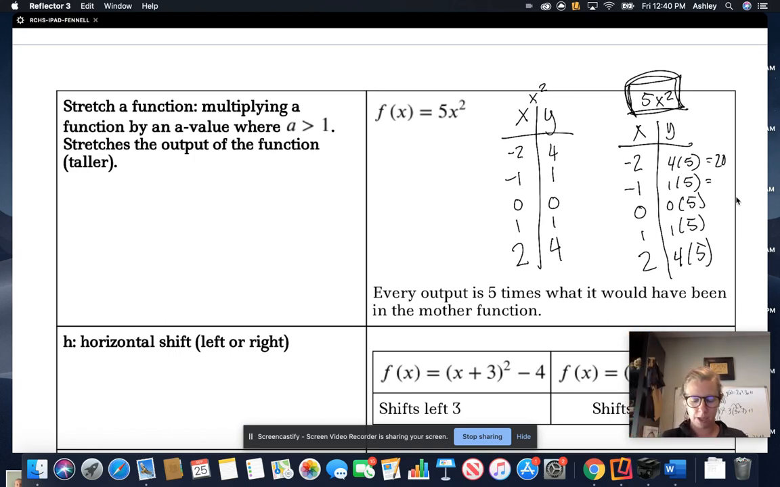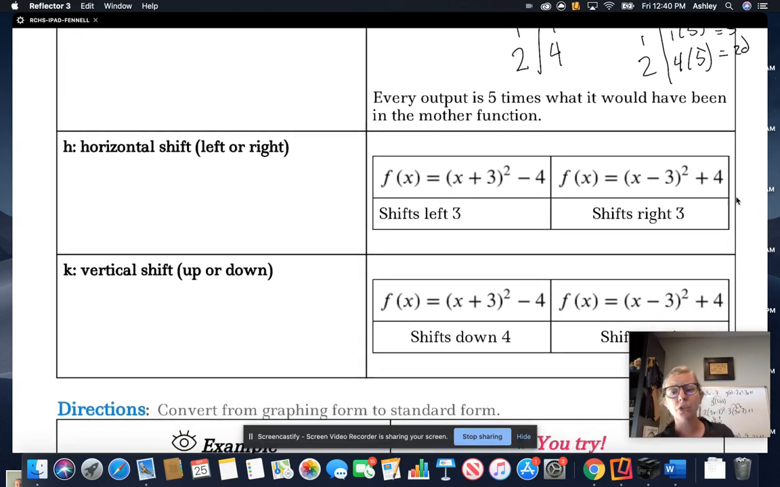5 times taller. Okay, over -1, so to the left 1, now we're going to go up 5, and so on and so forth. And of course, these are symmetrical, so this will be 5 and 20, and this is still at 0. So again, we need to apply that a value, that transformation, to every single output of our function.